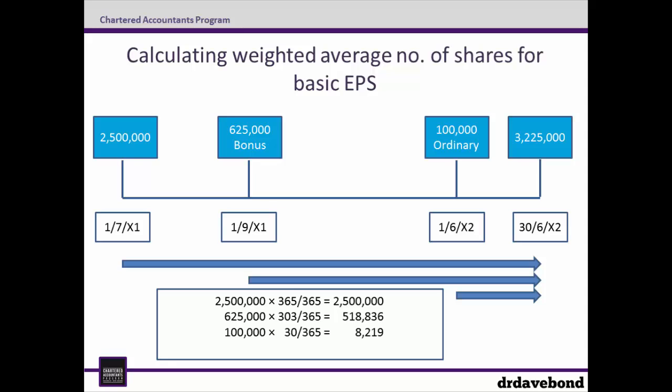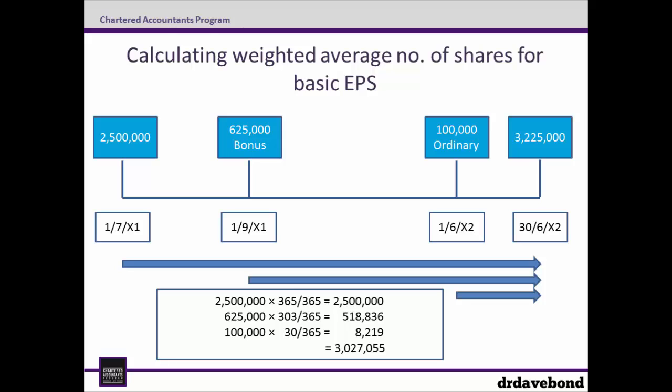The third block of shares was issued on the 1st of June X2, which means they were on issue for 30 days. Taking the 100,000 shares and multiplying by 30 on 365 gives you 8,219. Adding all these together, you end up with 3,027,055 shares.